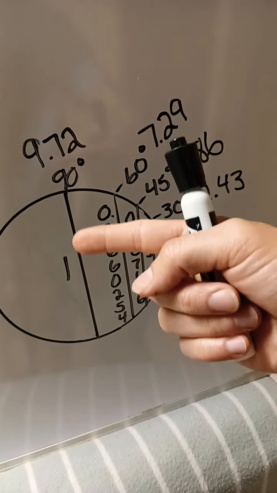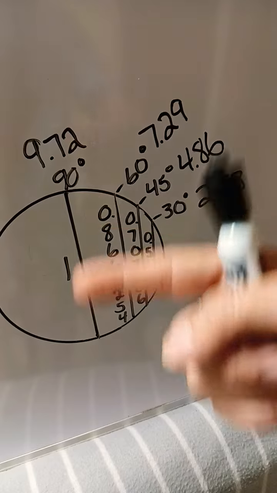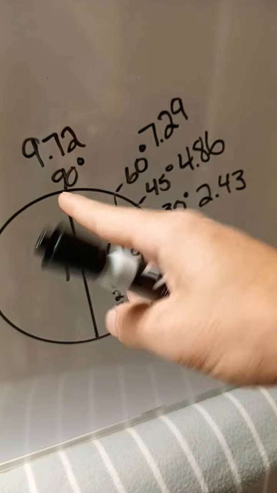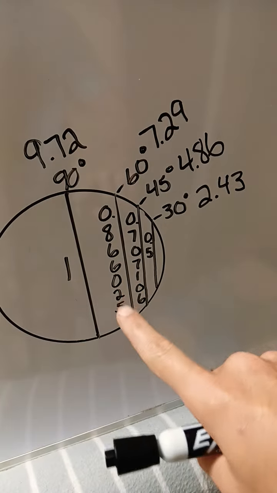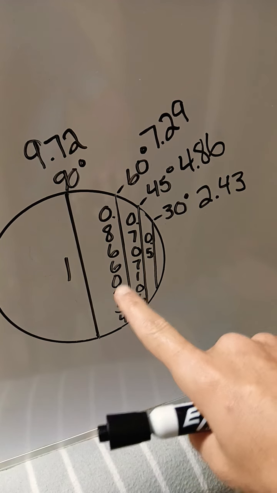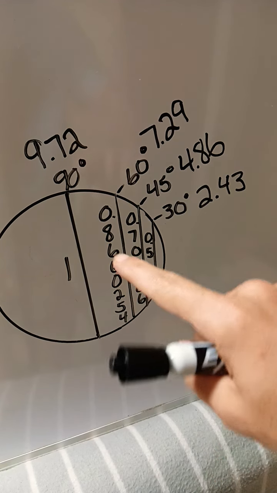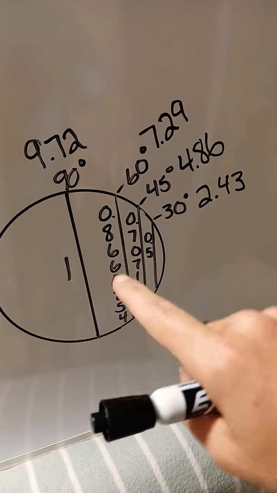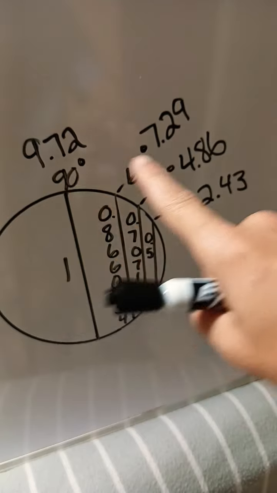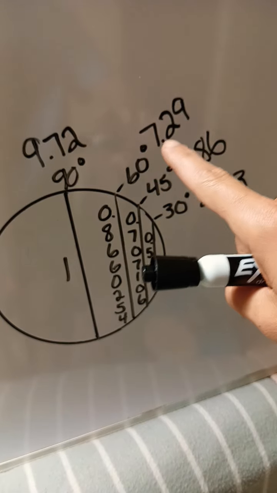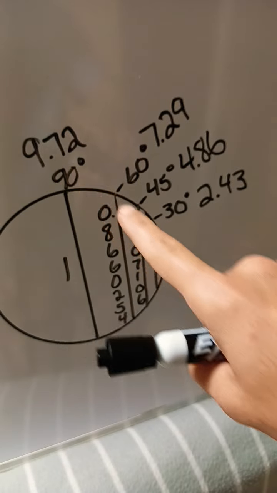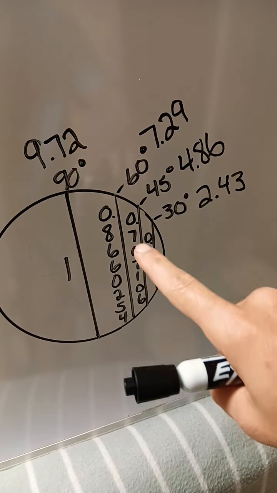So 1 creates pi, a circumference of pi, and pi squared is 9.72. This height squared is 0.75. So the circumference squared will be 75% of this number. And this is 7.29, which is 75% of that. This is 0.5 when you square.